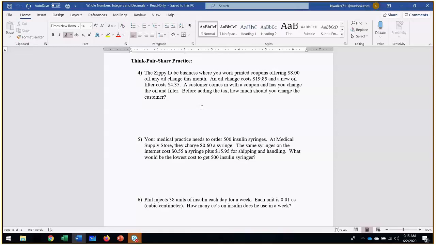All right, so this is pretty straightforward. I'm just going to jot down the information real quick. They have a $8 coupon. Oil change is $19.85, and filter is $4.35.